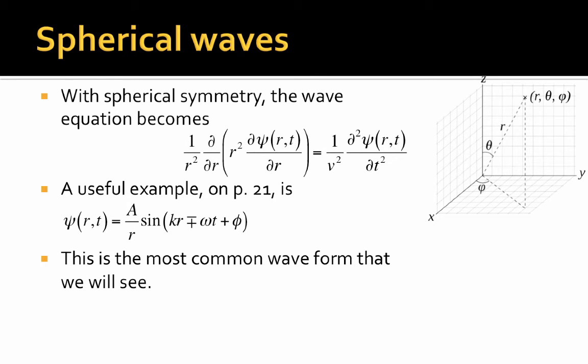So with that spherical symmetry, the derivatives with respect to theta and phi disappear, and we have this simpler form of the wave equation. And there's an example that's worked through on page 21 of your text, dealing with a spherical wave, A over r sine of kr minus or plus omega t plus phi, and please go through that example. I'm not going to do that here because it's written out very clearly in the text.